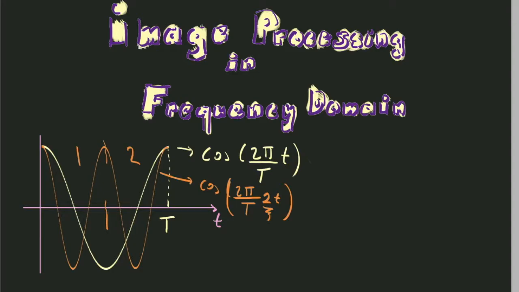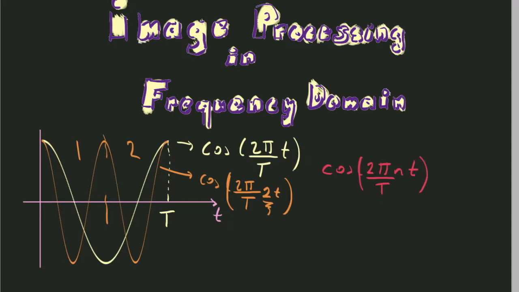Now, if we have a more generic formula for cosine, we can say that if a cosine repeats itself n times in between this capital T period, then its formula would be cosine 2 pi n times t over capital T.